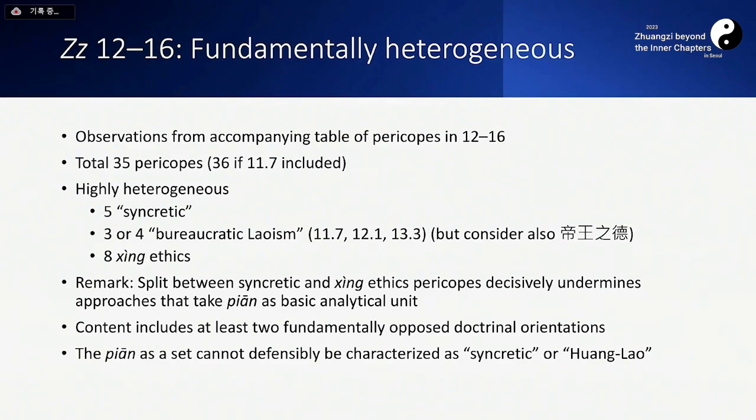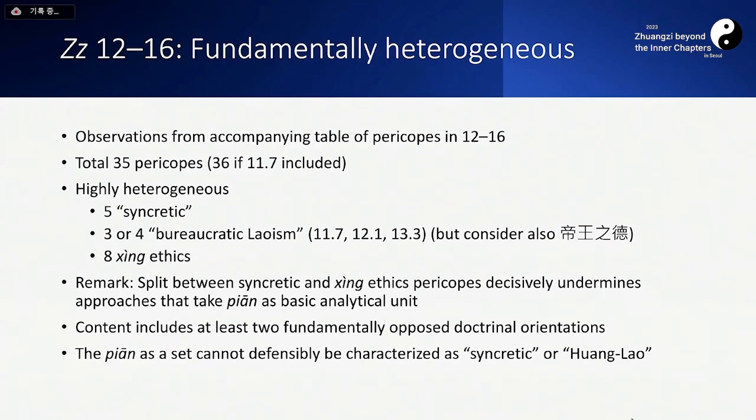Okay, well, an obvious observation from that table is that Graham was right to emphasize the very heterogeneous nature of these Piān. And indeed, of the 36 pericopes in that table, only 5 of them are syncretic in the sense that I defined, which is a little narrower than Graham's definition. Only 3 or 4 of them appear to endorse bureaucratic Laoism. It's possible that the syncretic and the bureaucratic Laoist material might be linked to others through motifs such as Diwang, the virtue of emperors and kings. That's a relation that is worth looking into further.